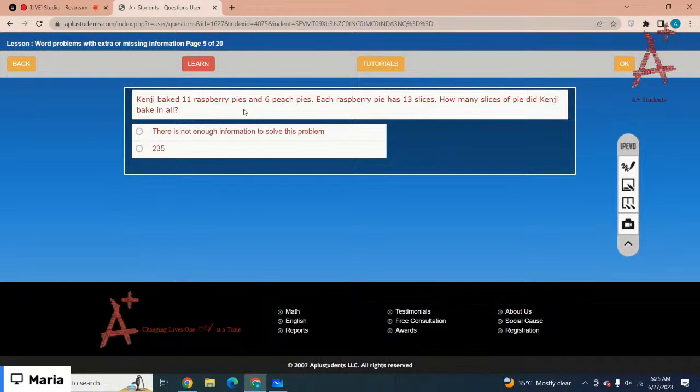Kenji baked 11 raspberry and 6 peach pies. Each raspberry pie has 13 slices. How many slices of pie did Kenji bake in all? So you just know the raspberry pie. Raspberry has 13 slices, but you don't know how many slices a peach pie has. Got it? That means the information is not enough to solve the problem.